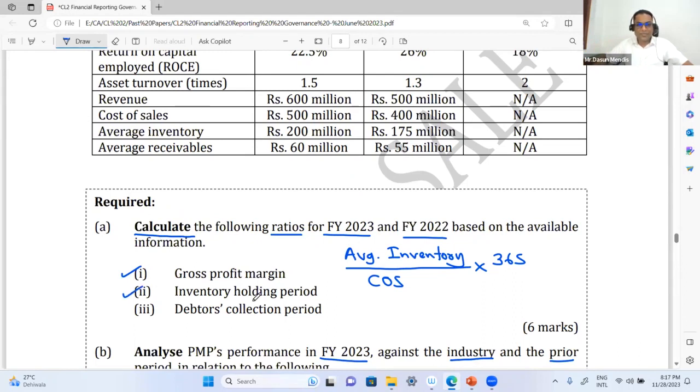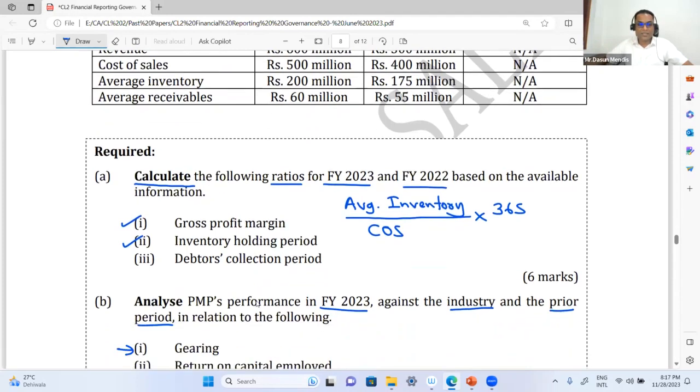Right? Then the debt collection period. So how to calculate the debt collection period? Average receivable divided by sales, right? Your revenue.